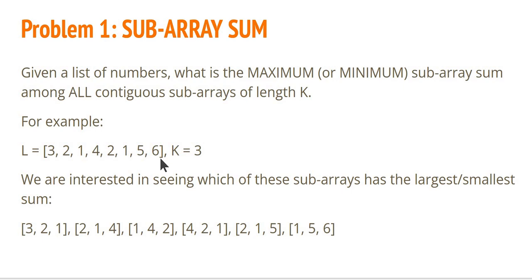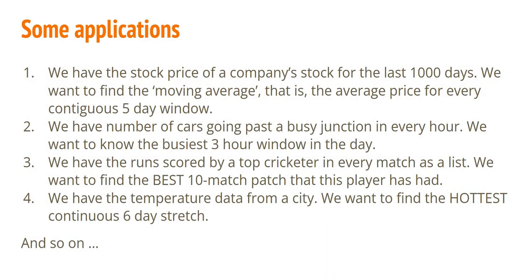So my question is, amongst all of these sub-arrays, which has the largest sum, or perhaps the smallest sum? Now, this is a problem we are going to solve efficiently using a fixed size sliding window. But of course, we'll develop this slowly. We'll first look at the naive algorithm and then we'll go to the sliding window part. Before going there, however, let's look at some practical implications of this problem so that we get a better feel for it and a better connection with the real world.